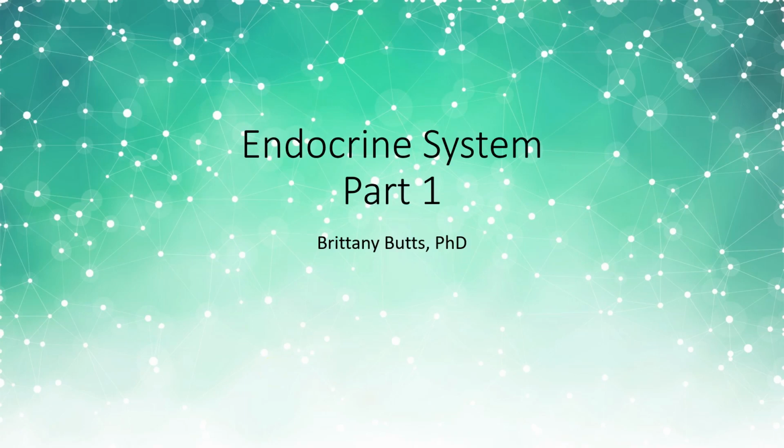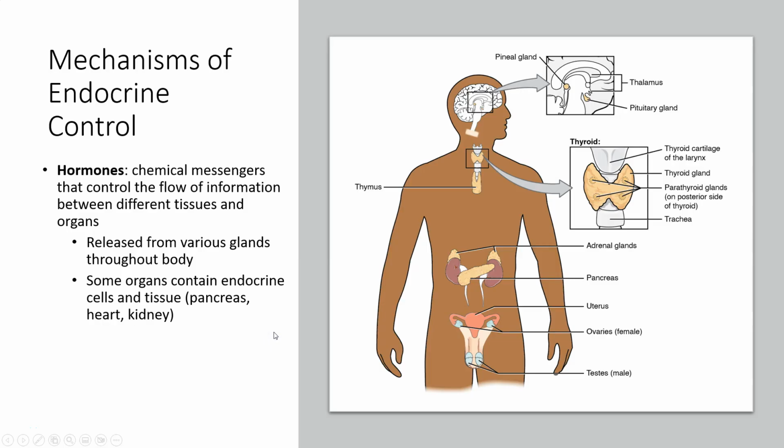In this video, we will review the structure and function of the endocrine system. Our endocrine system consists of cells, tissues, and organs that secrete hormones. The major player in this system are the endocrine glands.